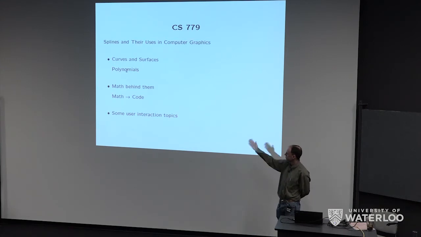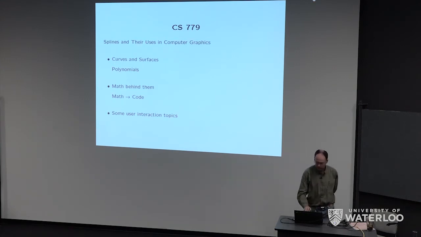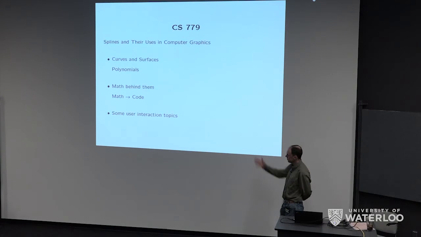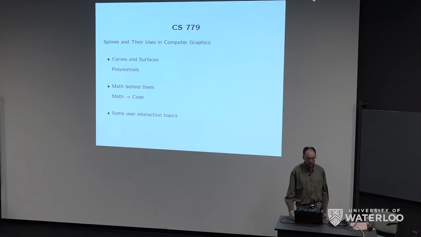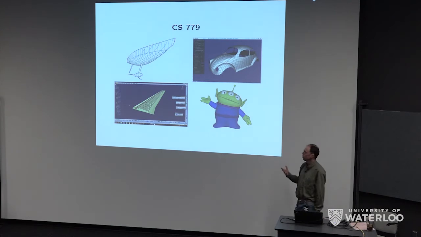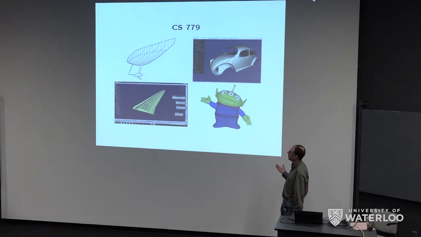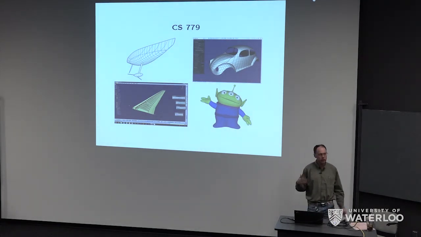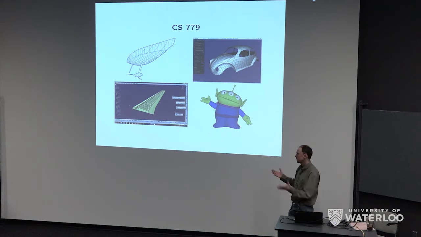And a lot of the course is looking at the math behind these things. And a lot of the assignments are taking the math and converting it into code. There are some user interaction topics, but most of the emphasis is on the representation of the curves and surfaces. And so the particular thing we're thinking of using the surfaces for is for geometric design. You want to design objects.